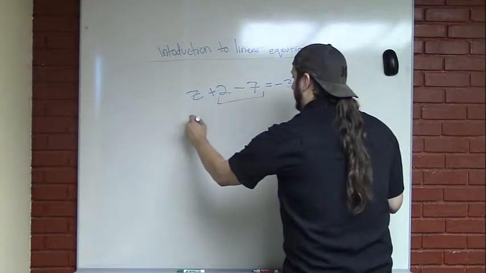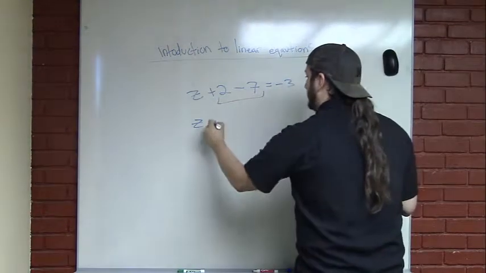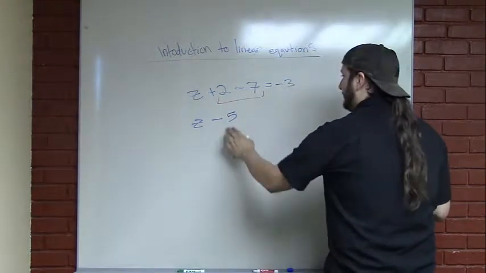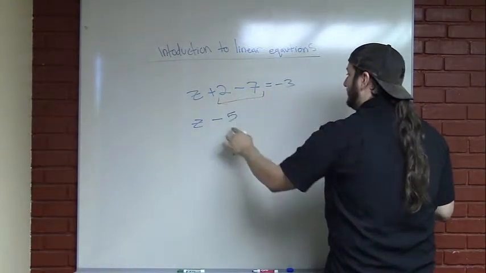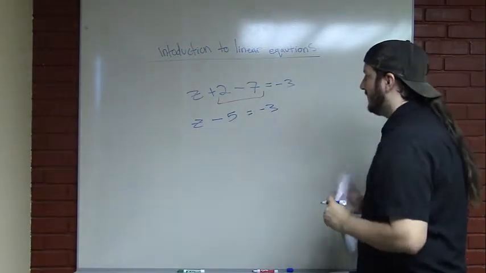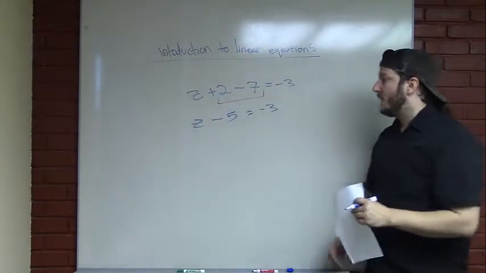So we'll just bring our z down. Now what's 2 minus 7? It's going to be negative 5. Okay? 2 minus 7 is negative 5 equals negative 3. Now it's just an equation like all the other ones we've seen.